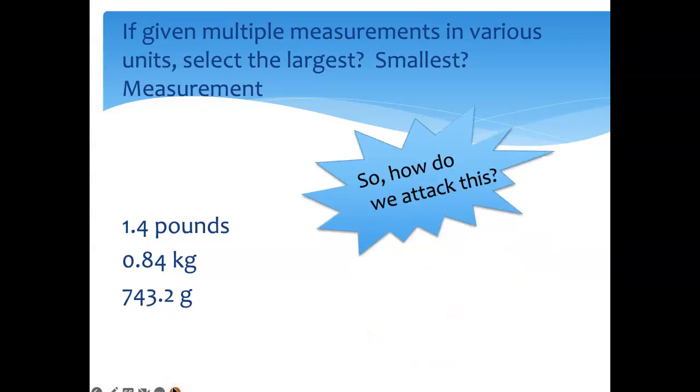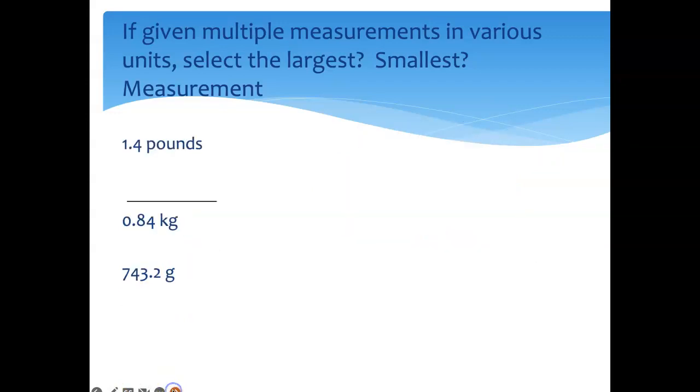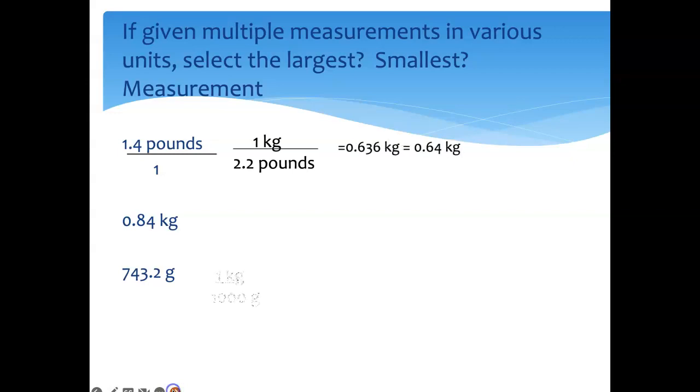So, how do you attack a problem like this? Well, I see I've got pounds, kilograms, and grams. So I'm going to select the unit that I feel most comfortable with. And I'm going to convert all the measurements to that unit. So I'm going to take my pounds and convert to kilograms. I've got my kilograms already in kilograms, and then I'm going to convert my grams to kilograms. And I'm going to see that the largest is the 0.84 kilograms that I started with, and the smallest is the pounds.